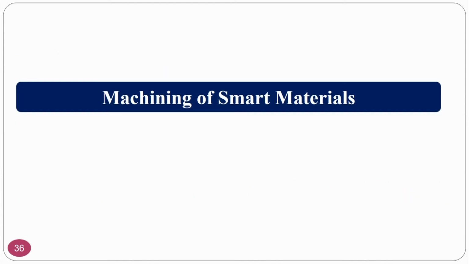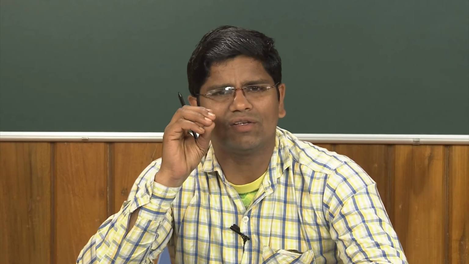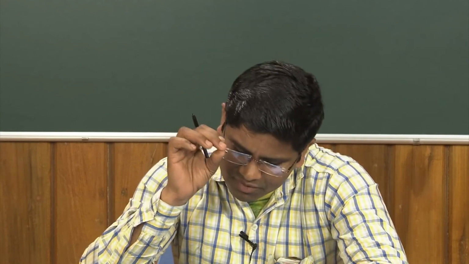Now we move on to the machining of smart materials. These are basically very sophisticated materials, and most smart materials are machined by advanced machining processes only. So, very little chance is there for conventional machining processes. That is what we will discuss here.